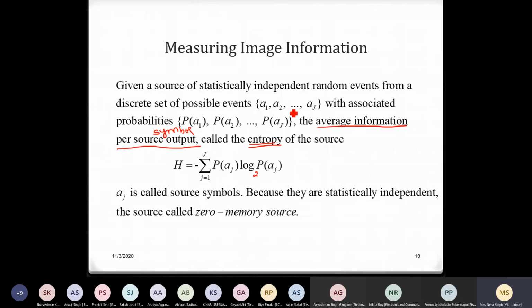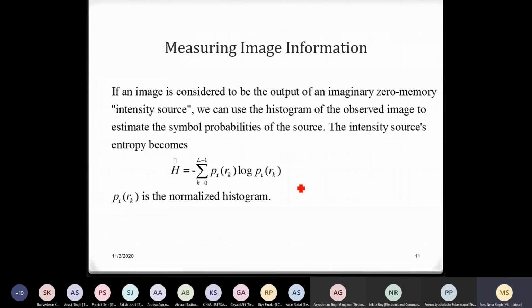These symbols, the A1 till AJ, are independent of each other. It has no relation that once A1 has come, then the probability of having A2 is higher or not. There is no such relationship. All the symbols are statistically independent. If this is the case, we say that the source is a zero memory source. It does not use any memory, so it does not have any dependency of one symbol over the other. All the symbols are independent. So in general, for our case, we will always consider this zero memory source, so that we consider all the symbols are independent of each other, right?